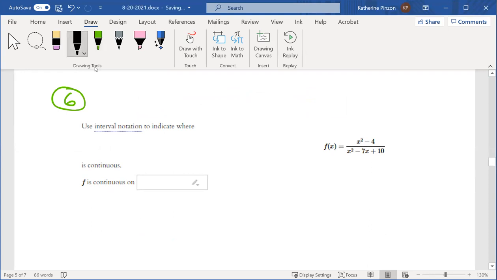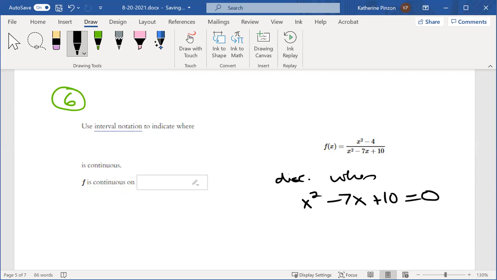Six. Use interval notation to indicate where this function is continuous. Where might this function be discontinuous? Where the denominator equals zero. This guy might be discontinuous where the denominator equals zero. So this is discontinuous when the denominator, x squared minus 7x plus 10, equals zero.